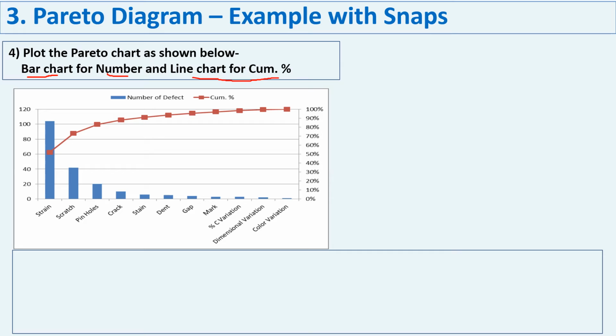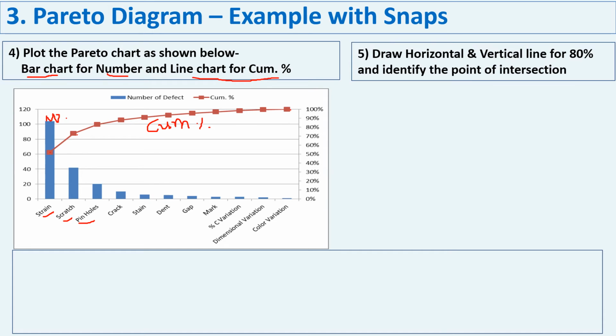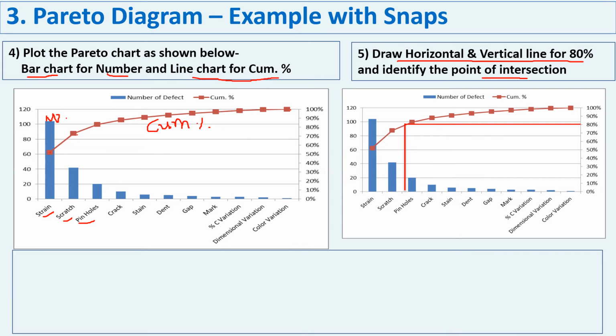Here the types of defects are stain, scratches, pinholes, crack. This is the bar chart, for type of defects and number of defects. This axis is for number of defects, and this one is for cumulative percentage, like 52%, 82%, up to 100%. Then the next step is to draw horizontal and vertical lines from 80% and identify the point of intersection. Here you can see 80% comes here, and we draw a vertical line like this. This is the point where 80% comes.